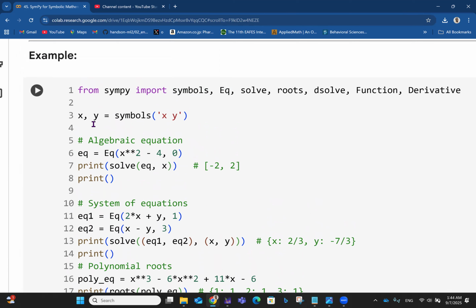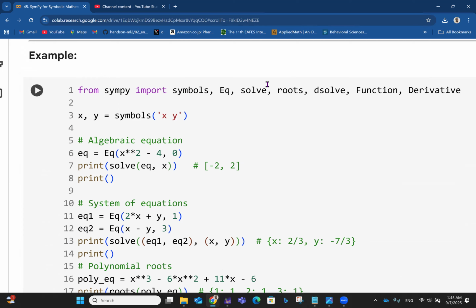So of course, you declare your x, y as symbols. Then you have an algebraic equation, which you call eq. Mind you, the Eq function is capital E, but the small eq is actually a variable name. So this eq is a variable name, while the Eq with capital E is actually a function that you get from SymPy, right? So you have the equation x squared minus 4 equals 0. Of course, that's a simple one. x squared minus 4 is simply (x minus 2)(x plus 2), and that'll give you minus 2 and 2.